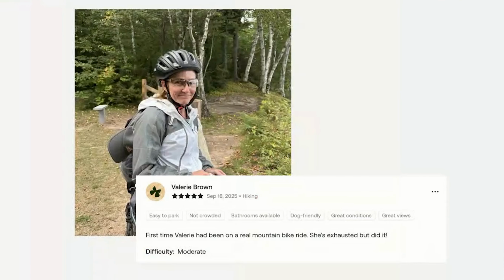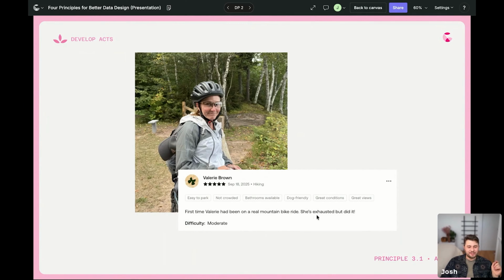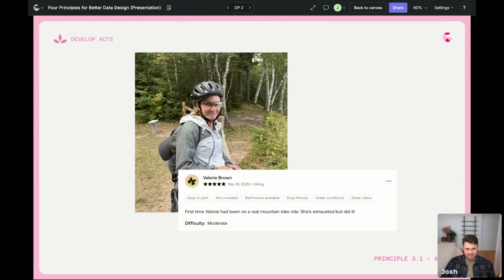Valerie wrote this in AllTrails. First time Valerie had been on a real mountain bike ride. She's exhausted, but she did it. So Valerie speaks in the third person, and Josh thinks that's charming, but that's kind of beside the point. Where she is, is the point. She is on St. Helena Island in Michigan. Great. She's having a great time in this protected park in Michigan.